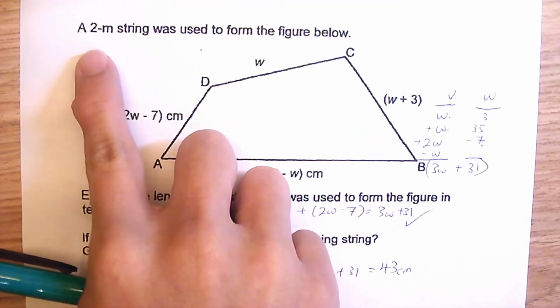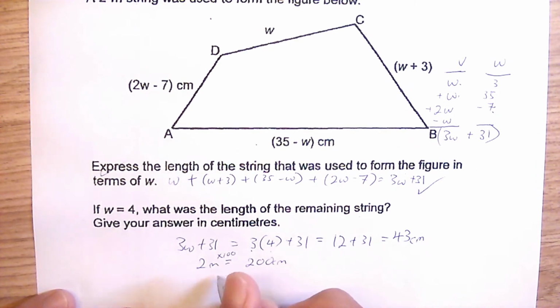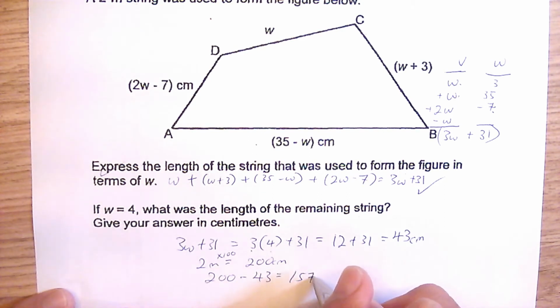In total, they gave us 2 meters, so we have to take 2 meters and convert it to cm, so you must multiply this by 100, giving us 200 cm. Okay, then the last part is taking 200 cm minus 43, giving us 157 cm. Okay, so this is the answer.